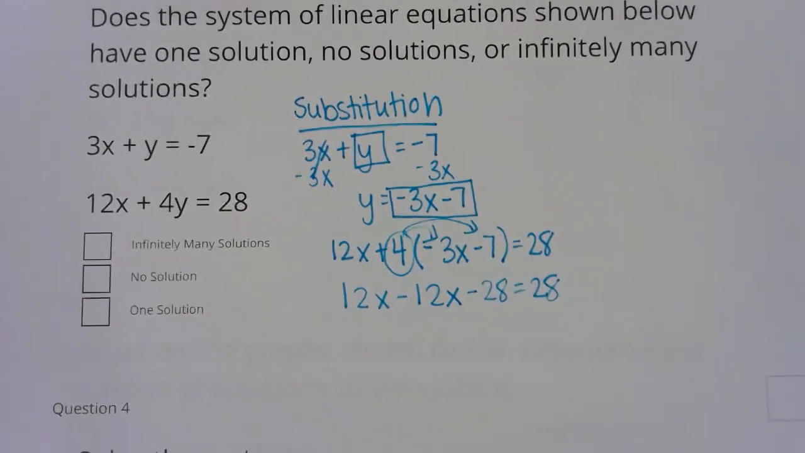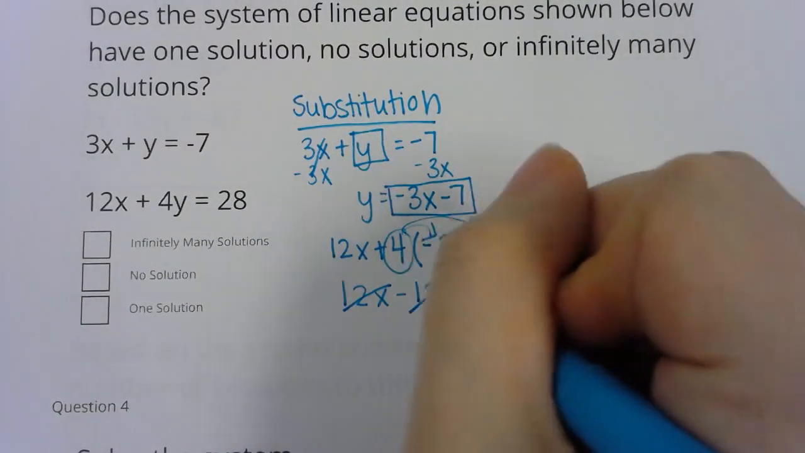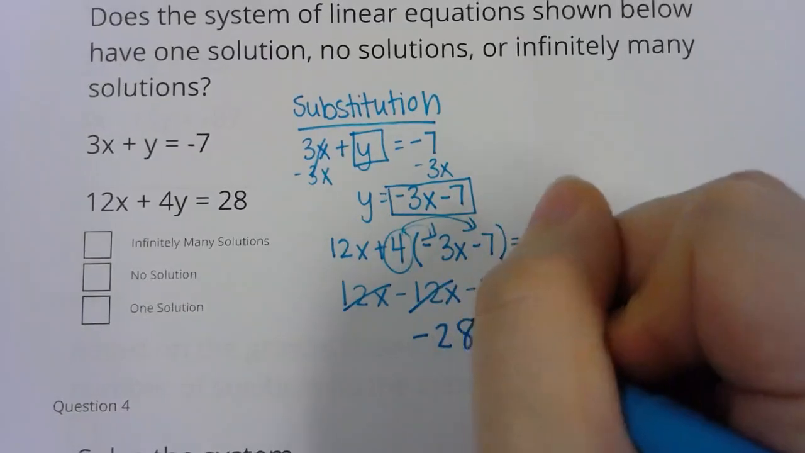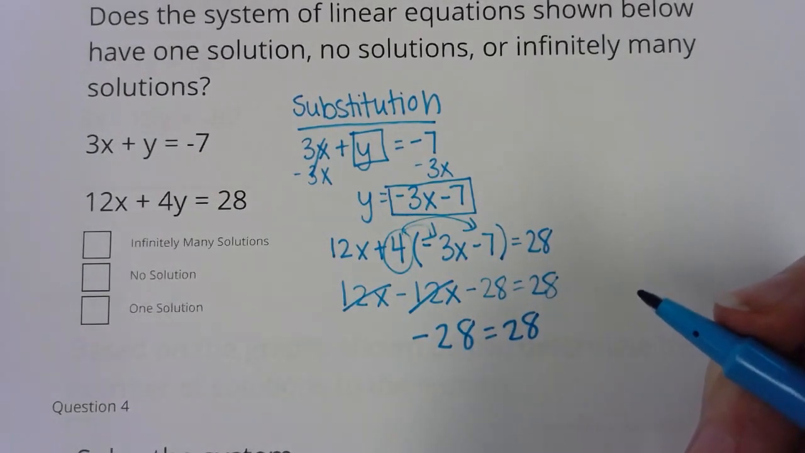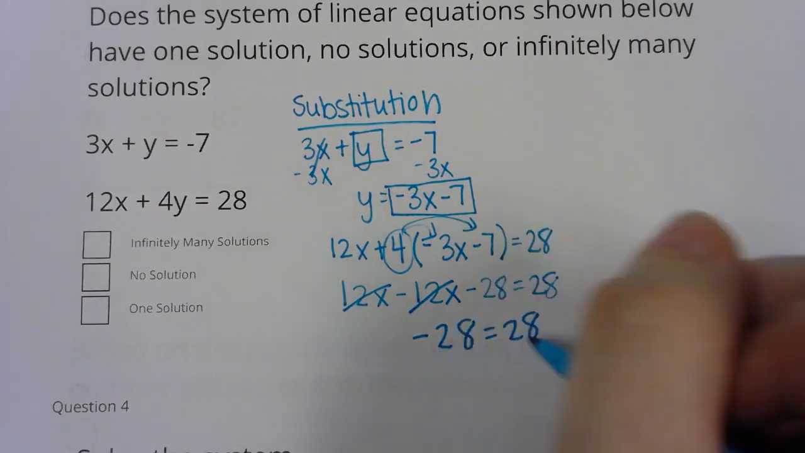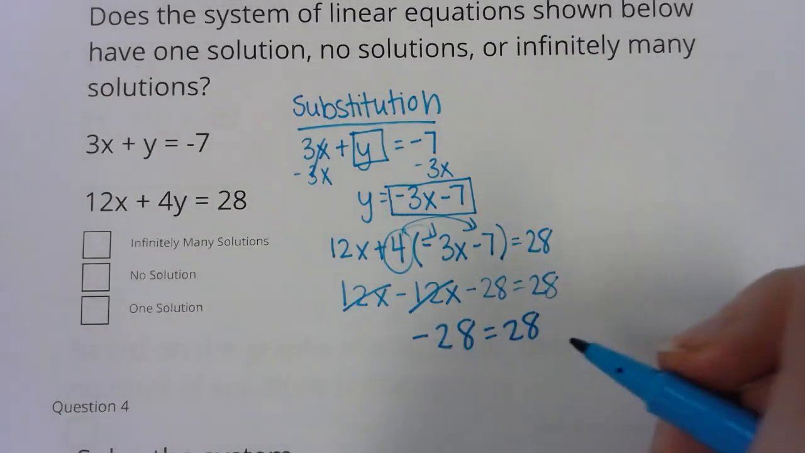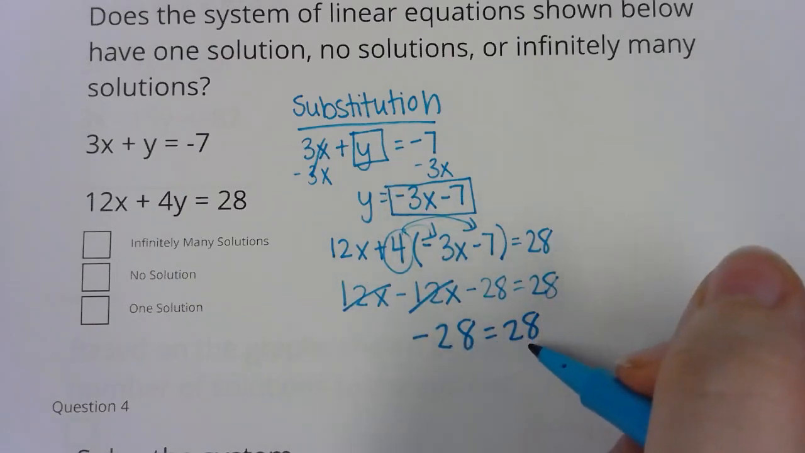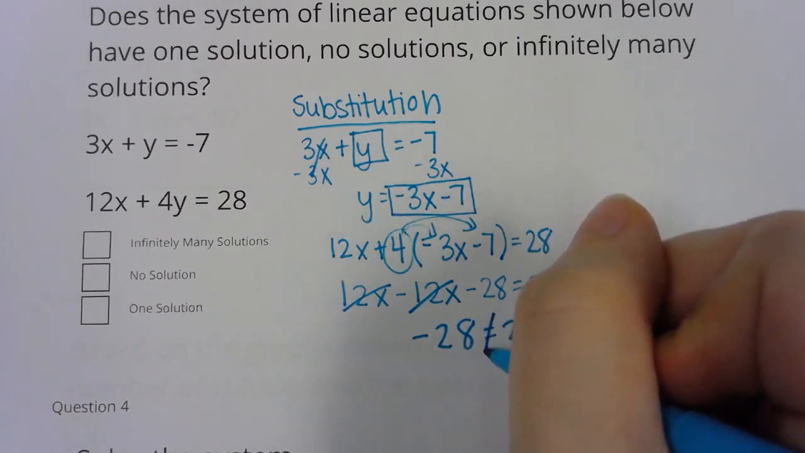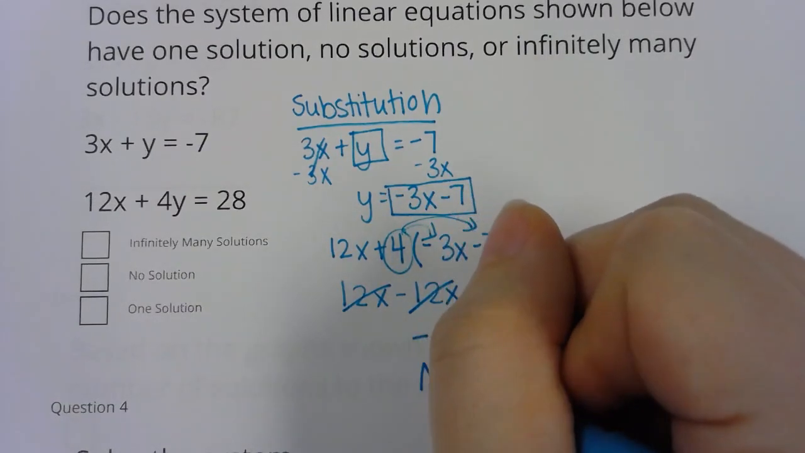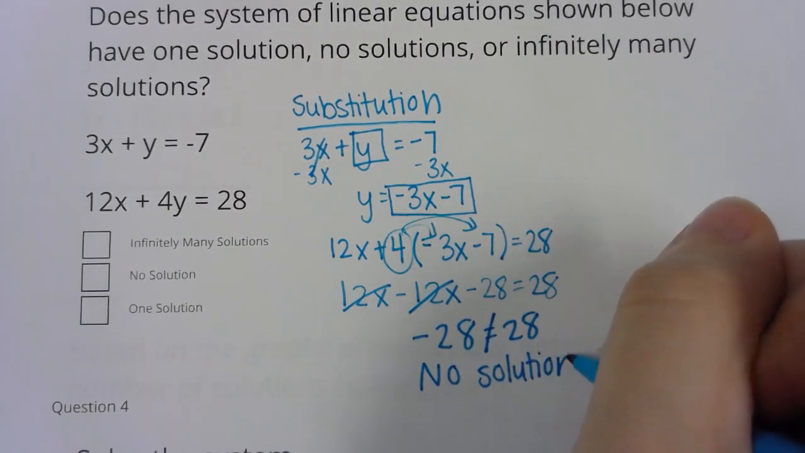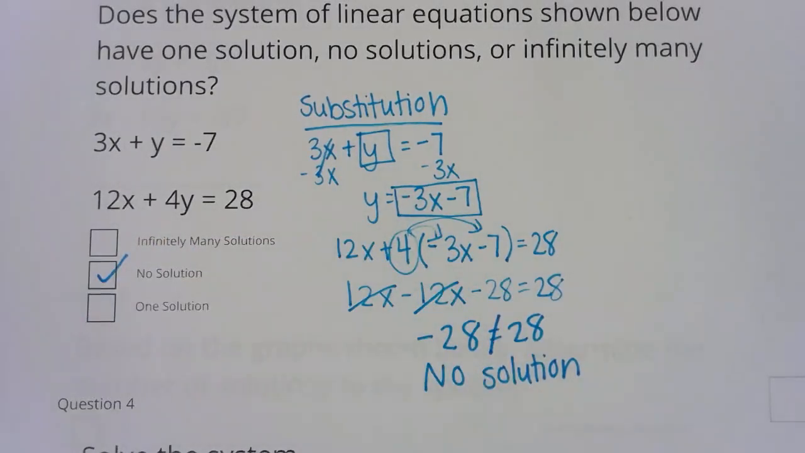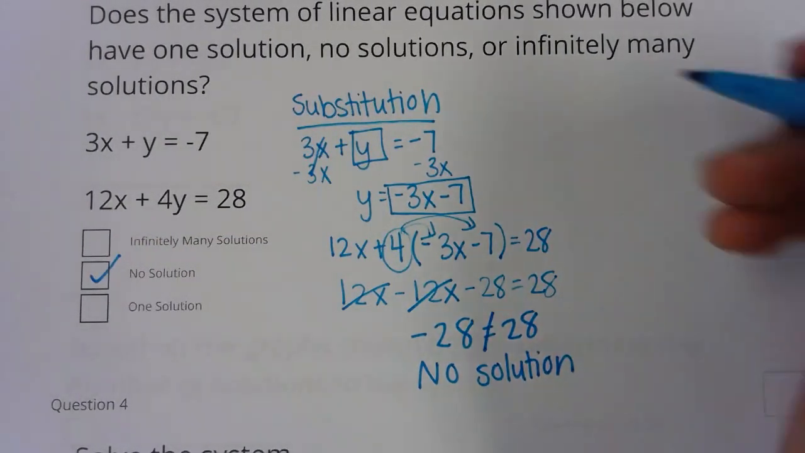12x minus 12x is 0. So I'm left with negative 28 equals 28. So then remember, when all of my x's cancel out, I have to ask myself, is this true or untrue or false? So negative 28 equals 28 is not true, so this equation would have no solution. This system of equations has no solution. So that's how I proved it using substitution.